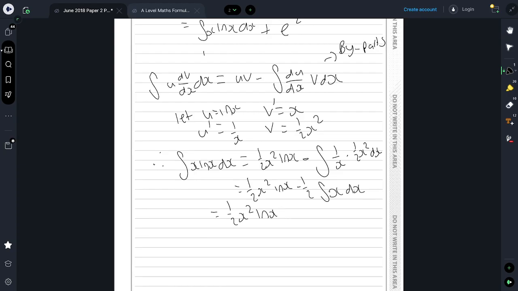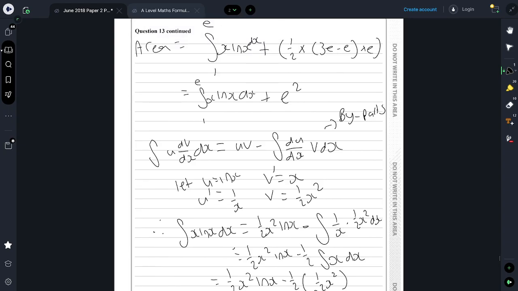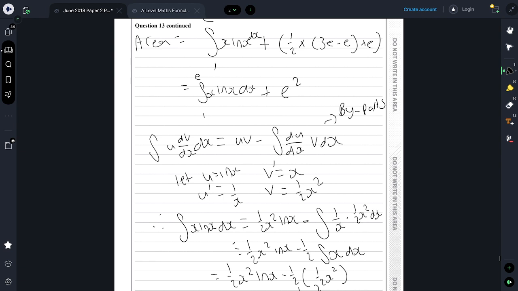About minus a half of the integral of x, which we just saw was a half x squared. So that'll go down to a half x squared ln x minus a quarter x squared. We don't need to bother with plus c because we're just finding the antiderivative of this. We're finding what this function integrates to, but we're not concerned with a plus c, okay?